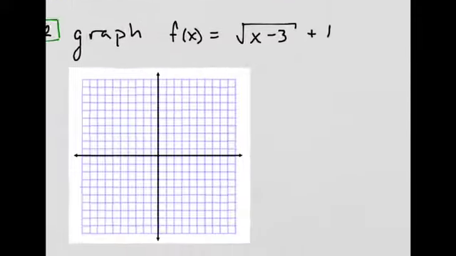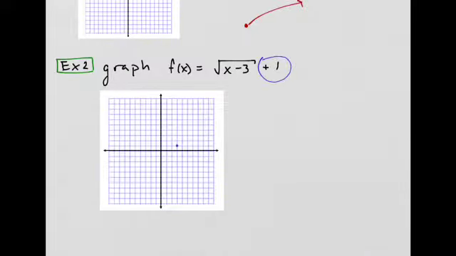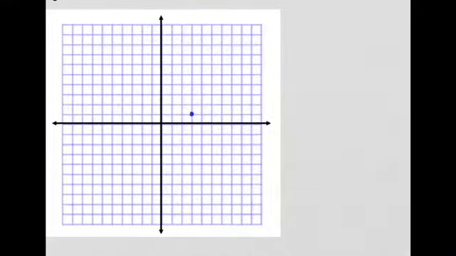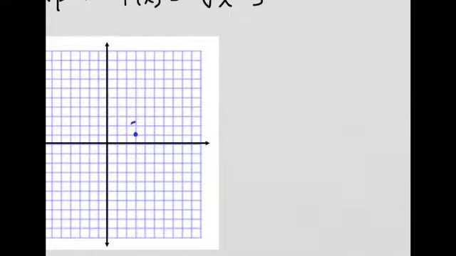So here we go. Let's take a look at this. Of course, this means that we move to the right 3. It's the same exact rules. So we move to the right 3 and up 1 because we have that 1 there. This is my new starting point. So now, when I follow this, I'm actually going to start from here.